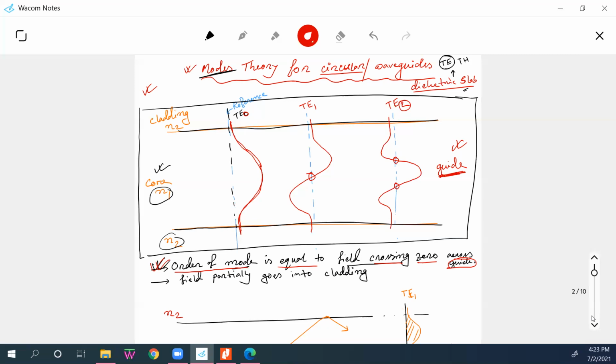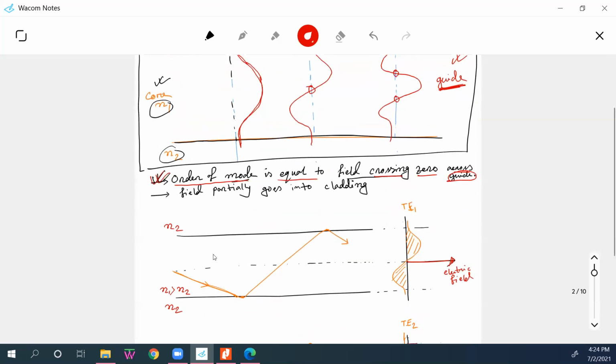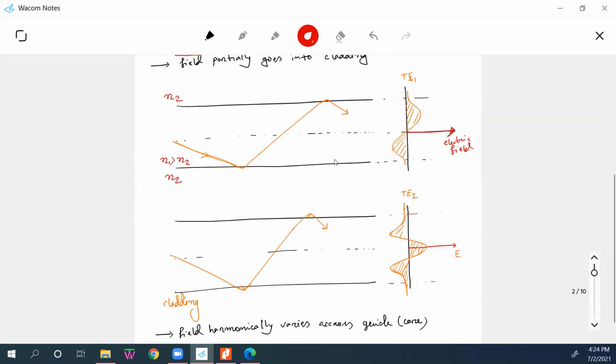Now, how does it look in an optical fiber? I have drawn these two figures. This is our core region. I didn't draw the cladding, so the cladding is obvious. N2 is the cladding.